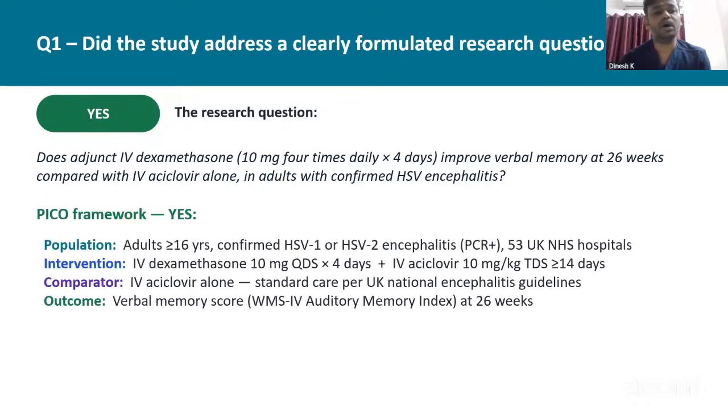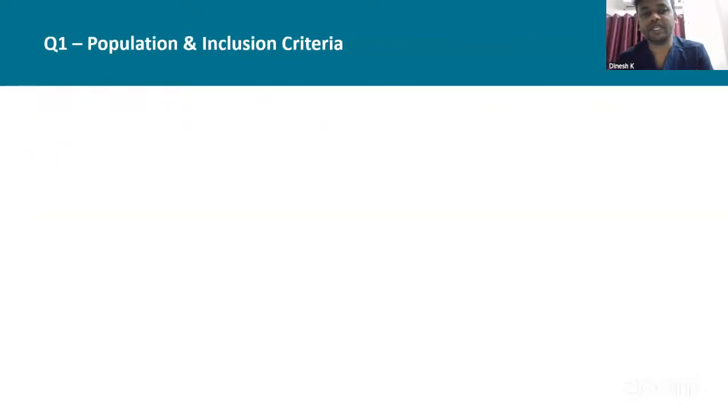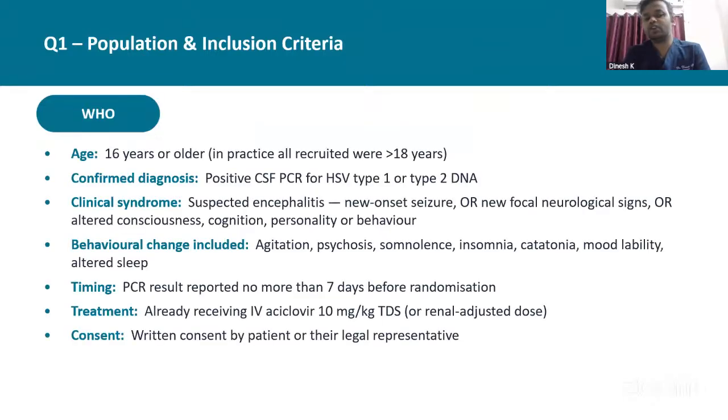If we go through the PICO, the population, as we have discussed, is adults of more than 16 years with a proven HSV 1 or 2 PCR in CSF. The intervention is dexamethasone plus acyclovir. The dexamethasone dose is 10 mg QID for 4 days, which they have chosen based on the bacterial meningitis dose, and the comparator is acyclovir alone. The primary outcome, which we have seen, is the verbal memory score.